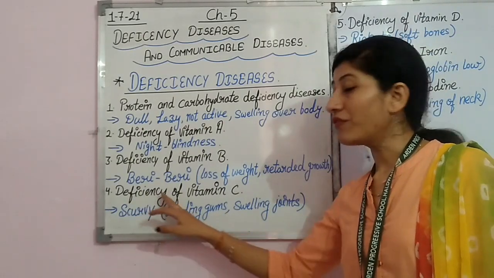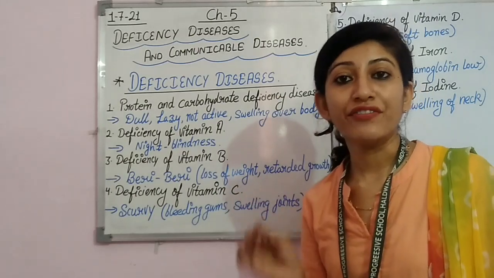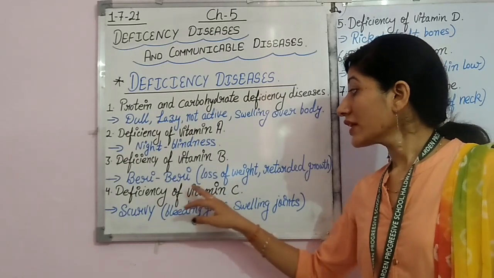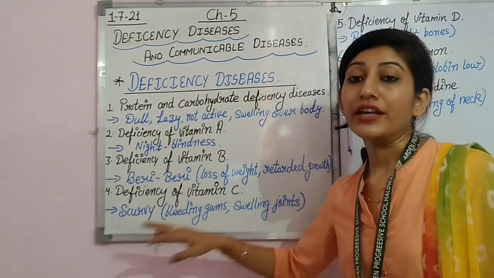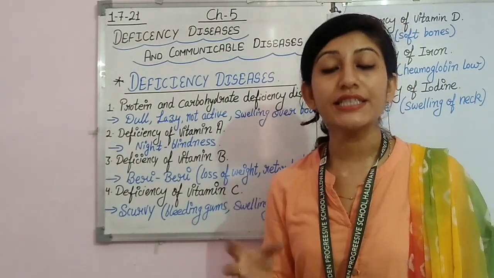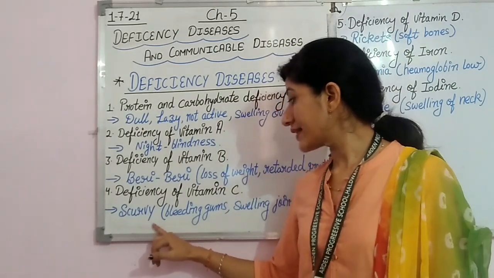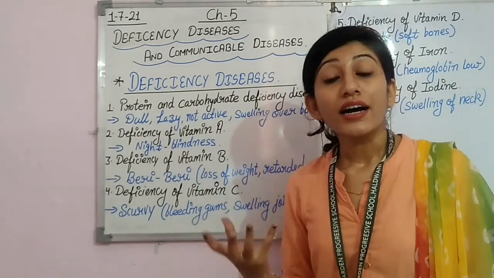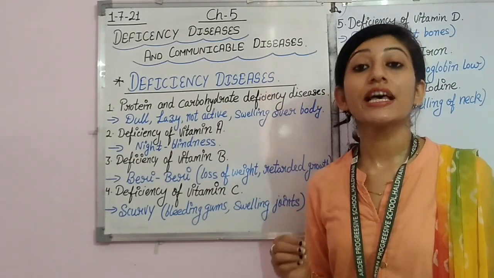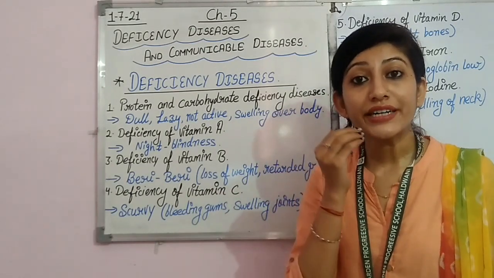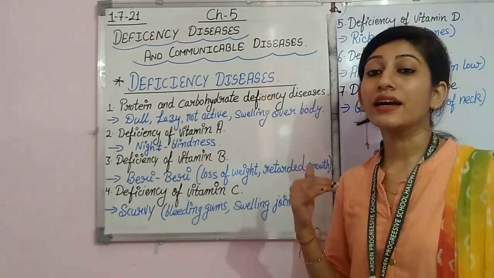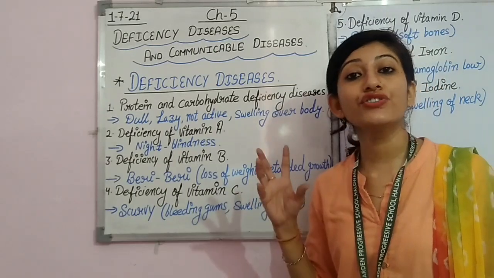Then we have another type of disease that occurs due to the deficiency of vitamin C, and the name of that disease is scurvy. Due to scurvy, our gums start bleeding. So in scurvy there are bleeding gums as well as swelling in the joints.